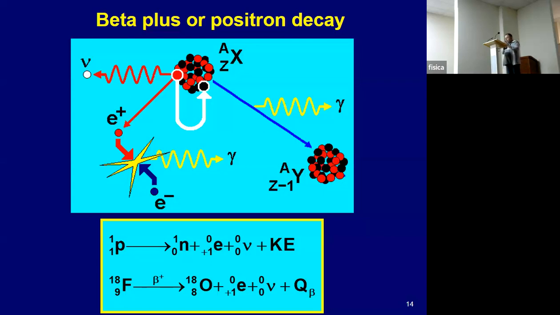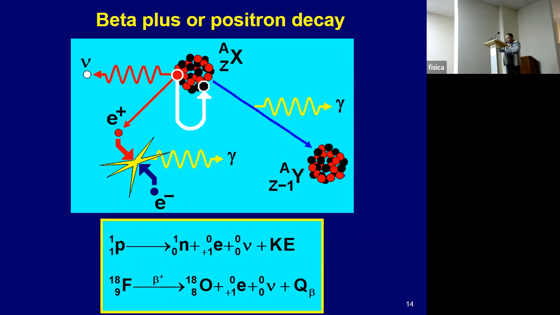This phenomenon can be represented by this example: decay of a proton to a neutron, positron, and neutrino, and of course kinetic energy. And another example is chlorine-18, which also has the possibility to undergo beta plus decay. We obtain oxygen-18, with a positron and a neutrino. And you will see this reaction if you go to a medical center and get a procedure like positron emission tomography. Usually it is injected into the blood to see the distribution in the body.